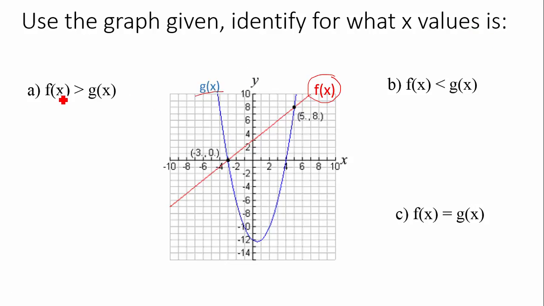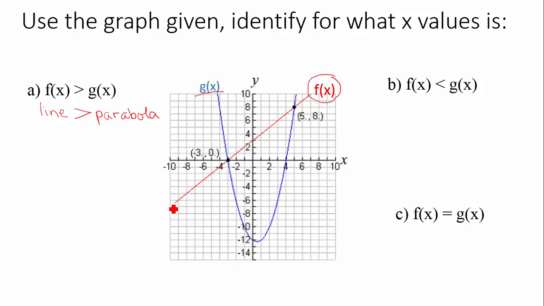Where is f of x greater than g of x? Now remember, f of x is the line. So it's asking us, where is the line greater than the parabola, which is the U shape? So where on this graph is the line greater than the parabola? That means above the parabola.